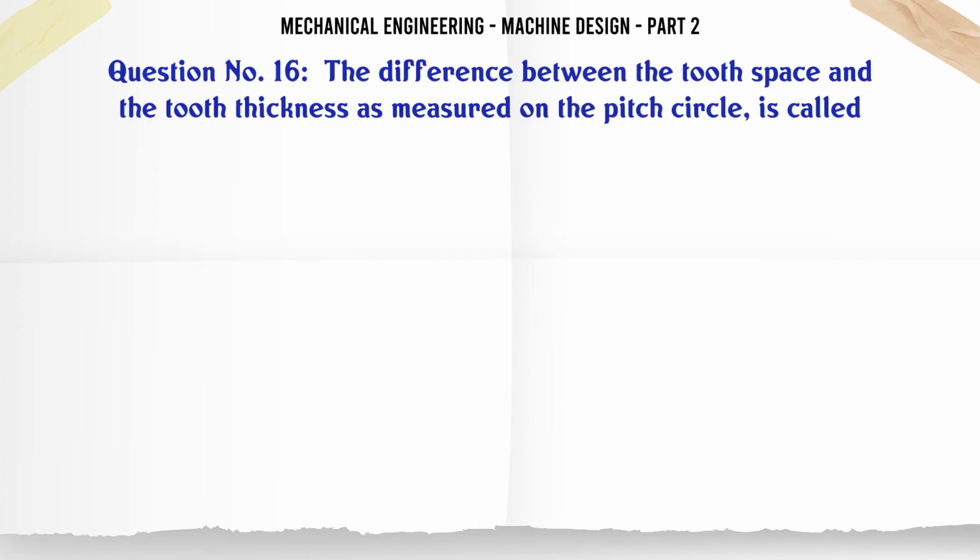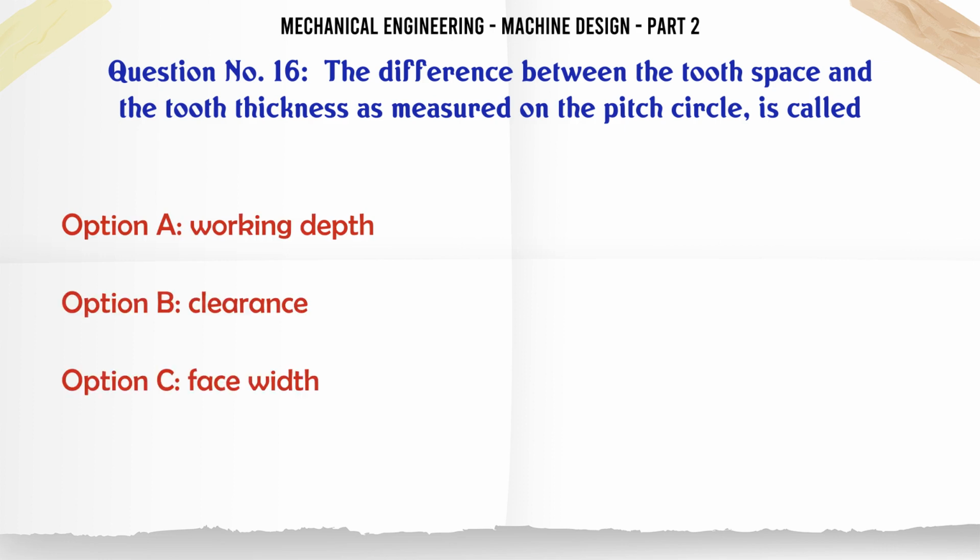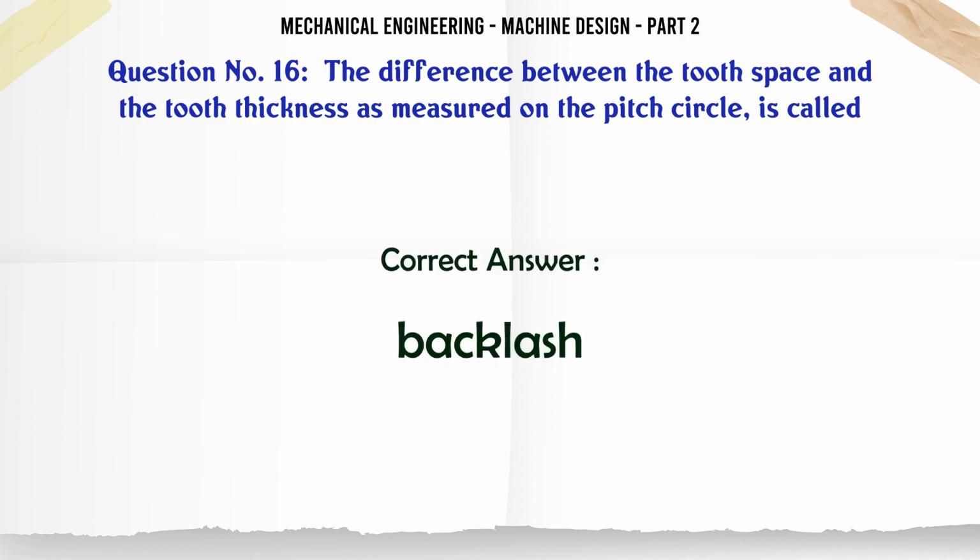The difference between the tooth space and the tooth thickness as measured on the pitch circle is called A. working depth, B. clearance, C. face width, D. backlash. The correct answer is backlash.